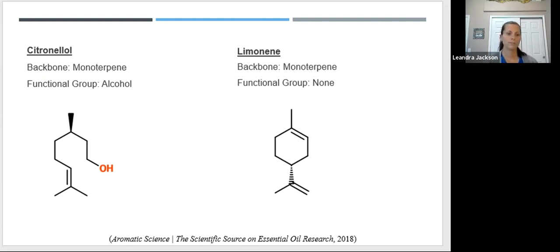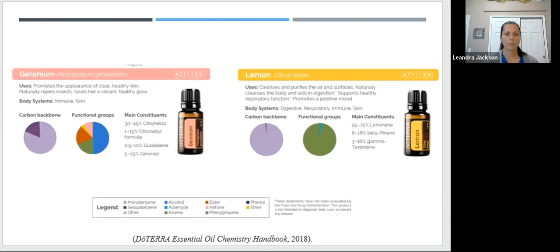So a little bit about these specific oils. Geranium, of course, helps with the immune system and the skin. It's also very beneficial for hormones. It helps to give your hair a vibrant glow. There's just so many different properties that you can use these oils for. And then lemon is very cleansing and purifies the air and surfaces. It naturally helps cleanse the body and aids in digestion. And it helps support respiratory function and positive mood. So it also is great for the digestive, respiratory, and immune system.